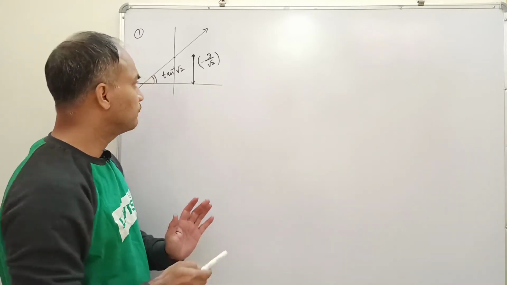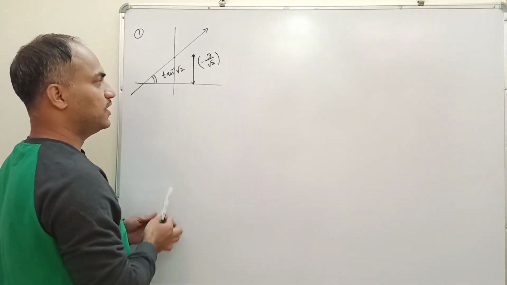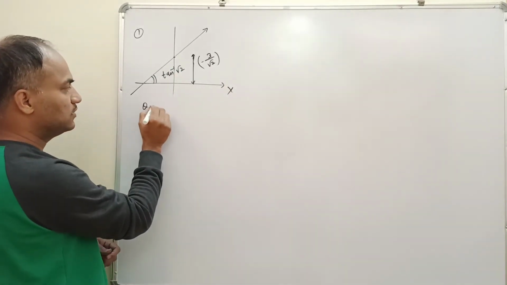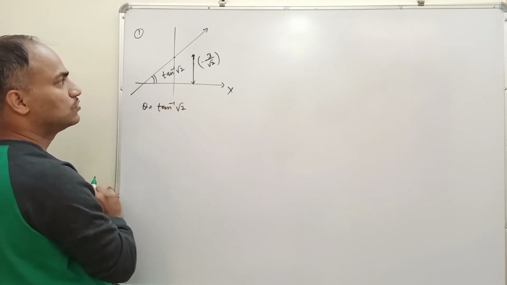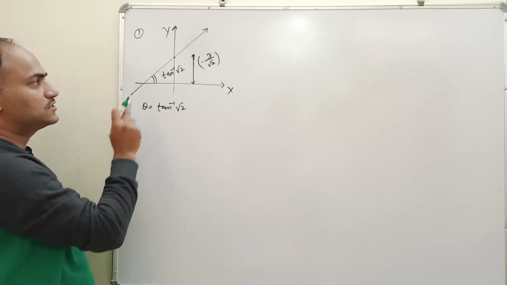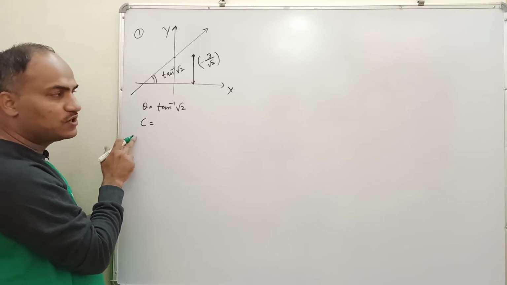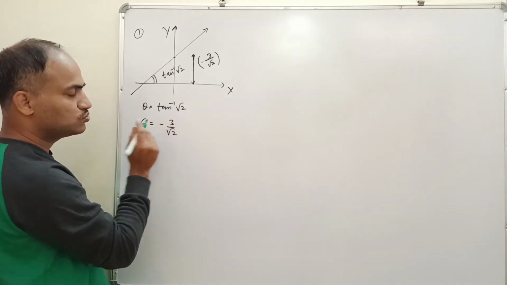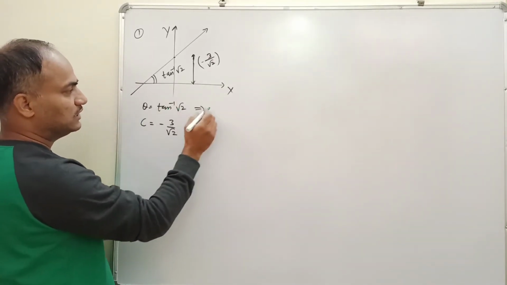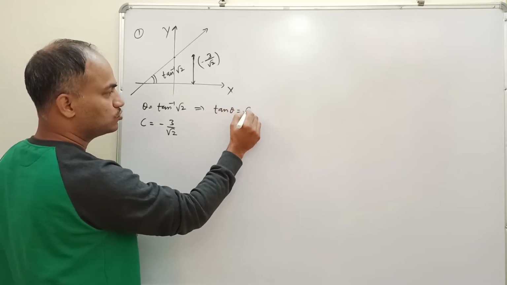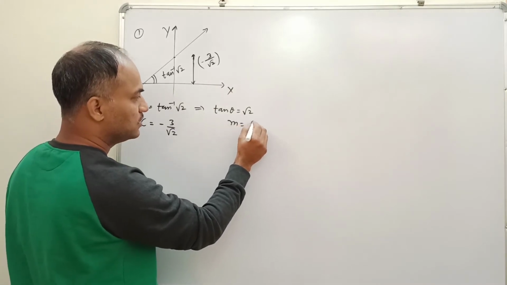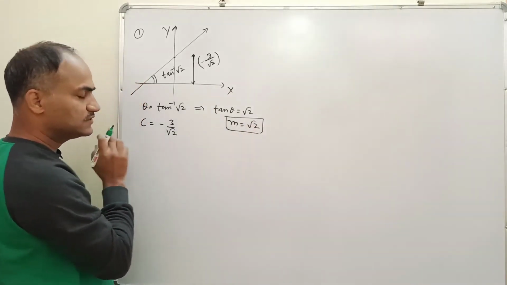This is one question where we are given the angle with the positive x-axis as tan inverse root 2. It means theta is tan inverse root 2, and this is the intercept on the y-axis. So this line is making a y-intercept. It means c is given to us as minus 3 by root 2. From here we see that tan theta is root 2, and tan theta means the slope of this straight line. So the slope is given to us and c is also given to us.